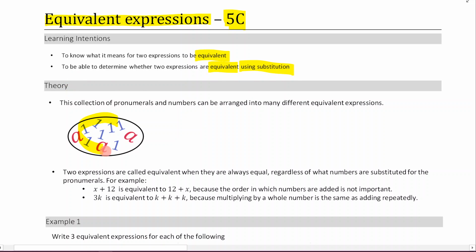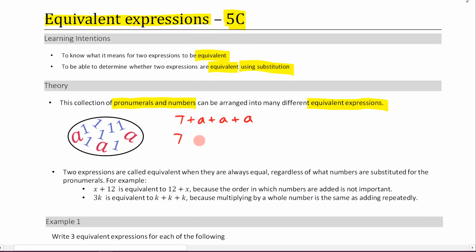So right here we have a collection of pronumerals and numbers which can be arranged into many different equivalent expressions. So what exactly does that mean? Well, as you can see here, I have 1, 2, 3, 4, 5, 6, 7 ones. And I have 1, 2, 3 A's. So I could write that as A plus A plus A. So I have 7 ones, which when you add them all together is equal to 7. And I have 3 A's. So here is one way I could express this collection of pronumerals and numbers.